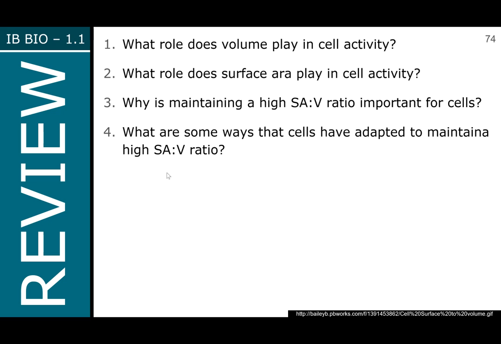Also, if you look for Khan Academy, Khan Academy has a really good explanation. If you search Khan Academy surface area volume cell, it'll pop up. I didn't want to play it for everybody because the guy's voice kind of puts me to sleep. But if you need some backup, that's a good source.